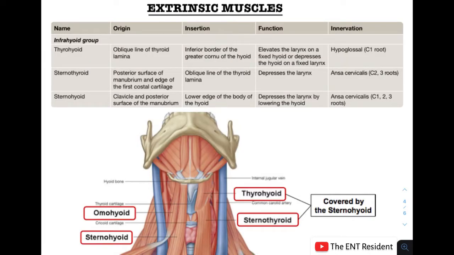Next we come to the extrinsic muscles of the larynx. As in the beginning I was telling you, extrinsic muscles can be divided into an infrahyoid and a suprahyoid group. First we will talk about the infrahyoid group of muscles, which are these three muscles: the thyrohyoid, sternothyroid and the sternohyoid muscle.